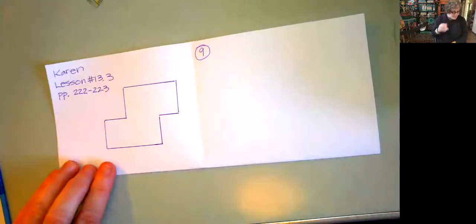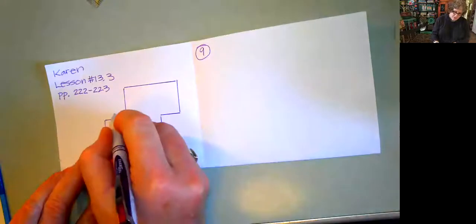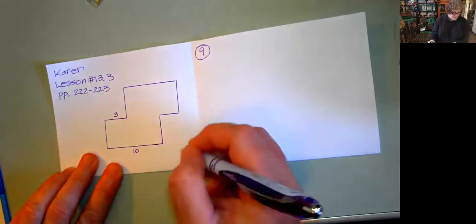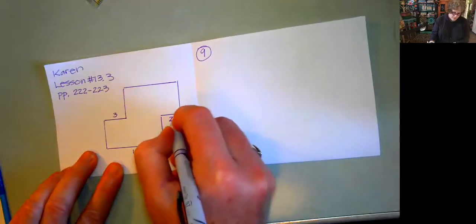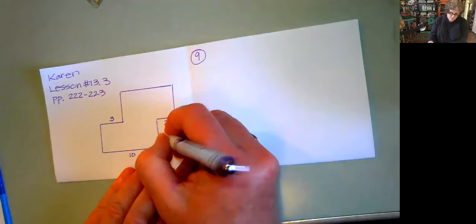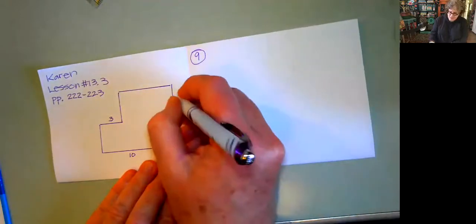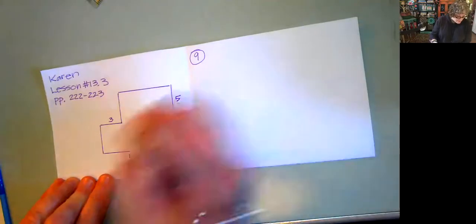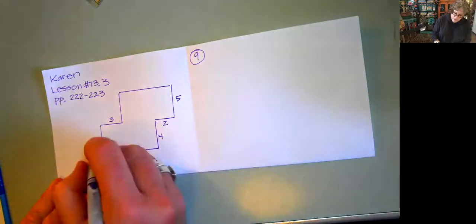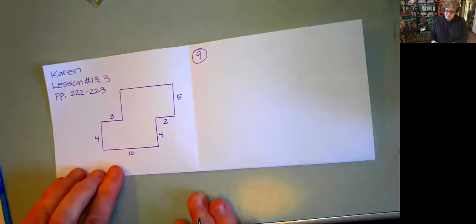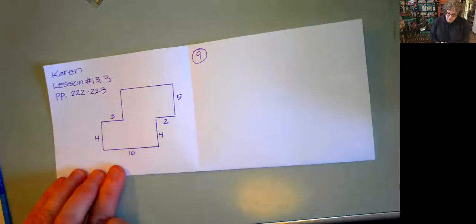Now it's telling us that we're finding the area, and we know that this is 3. We know that this is 10. We know that this is 2. We know that this is 4. And the reason why we know these things is because it just is telling us, right? If you look in your math book, it's telling you that if we know this is 4, we also know this is 4 because they're the same length.